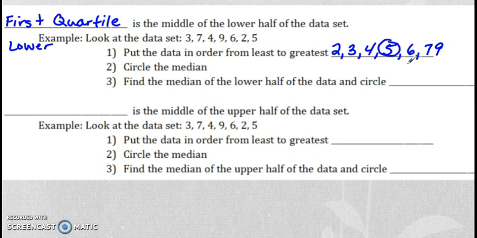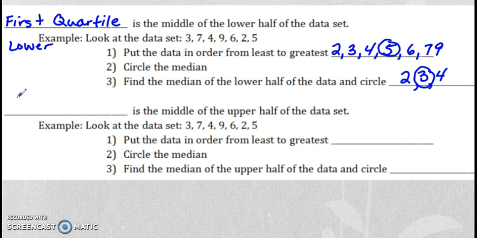Since we're looking at the lower quartile or the first quartile, we'd simply take the data that's below the median. 2, 3, and 4 are the only numbers that are below the median. And all we need to do is find the median again. So in this case, the first quartile would be 3. Quartiles are just medians of a part of the data.